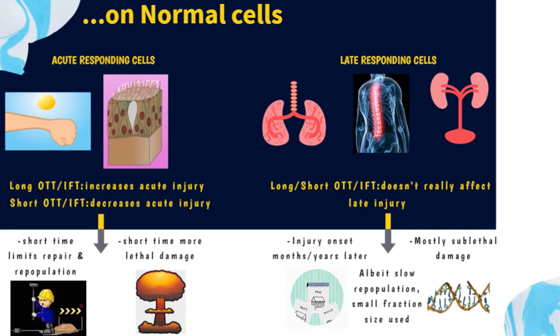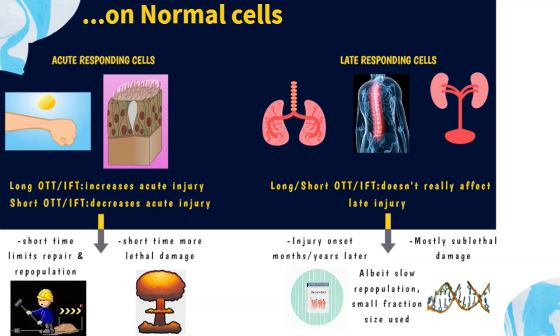As for late responding cells, time really doesn't affect the late injuries. This is because the onset of late injuries is months or years after the treatment ends. Albeit the repopulation of late responding cells is way slower than acute responding cells, it is actually compensated by using small fraction size. I'll tell you what fraction size is later, in the next slide.